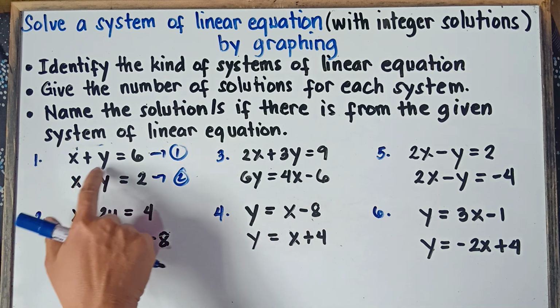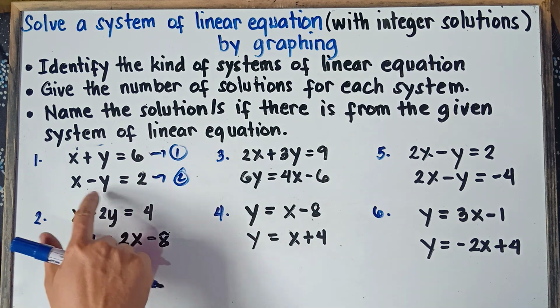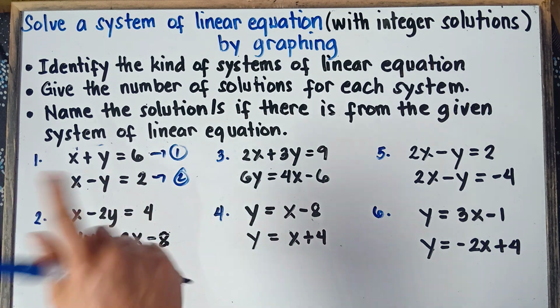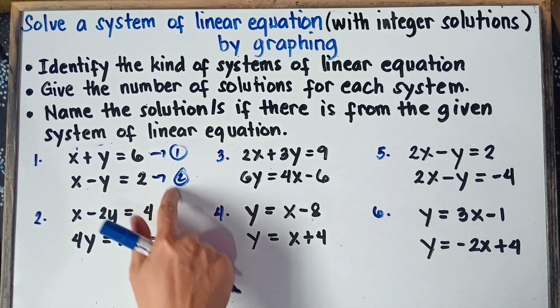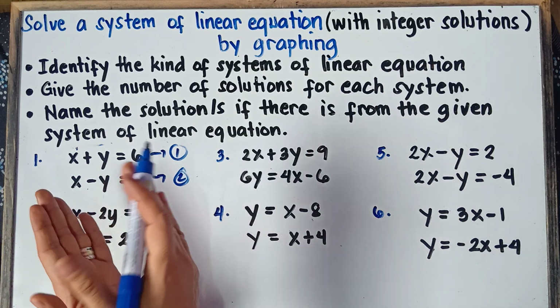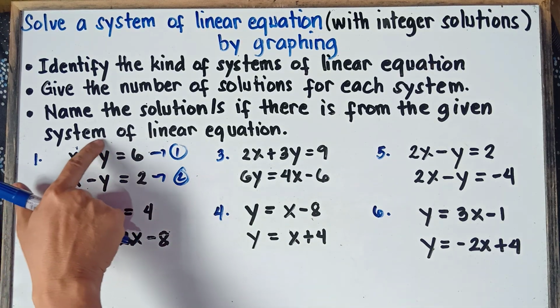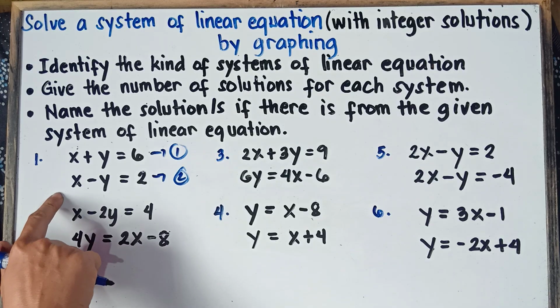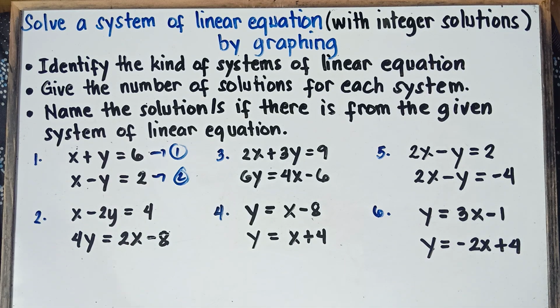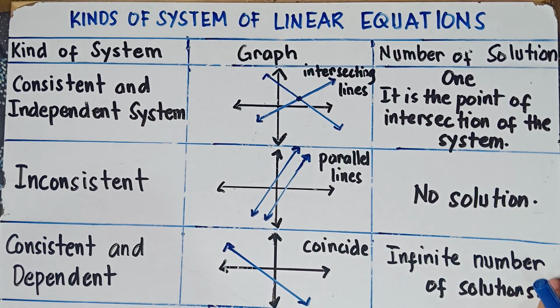So this one, x plus y equals 6, we call a linear equation, our first equation. x minus y equals 2, we call a linear equation, our second equation. So we do have 2 linear equations with the same variables, x and y, and we call that a system of linear equations. Before we plot this on the Cartesian plane, before we solve this, let's understand more with regards to the kinds of systems of linear equations.